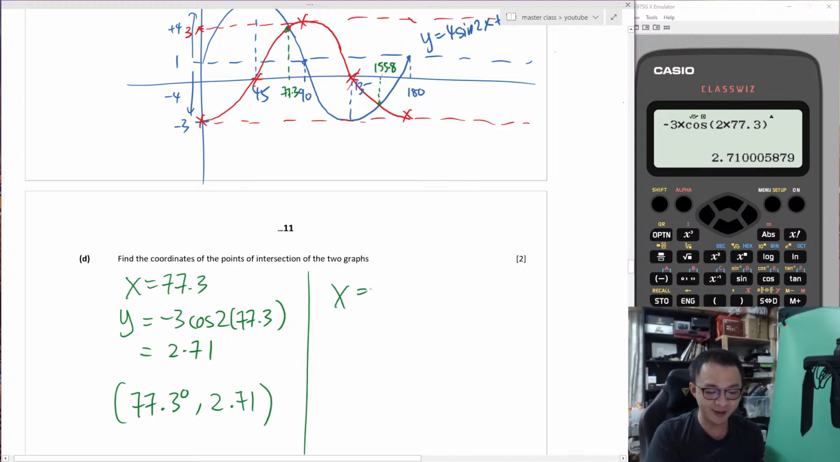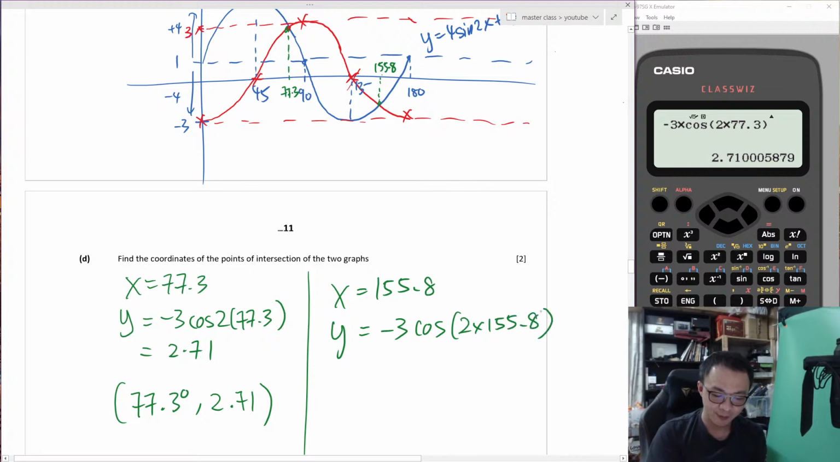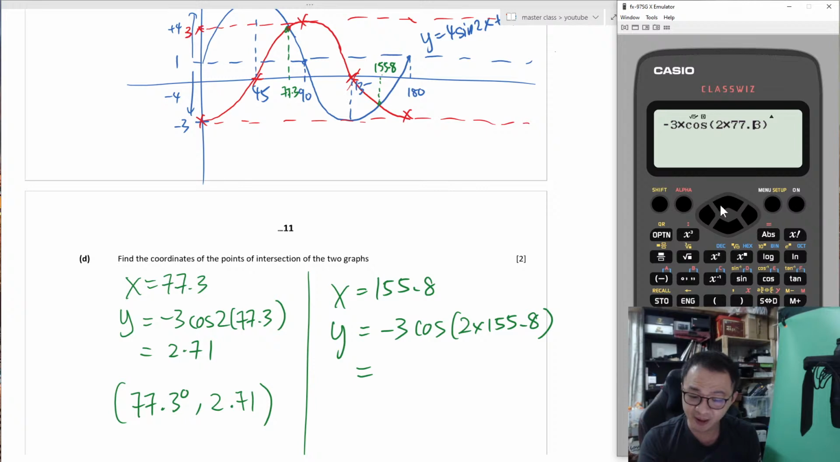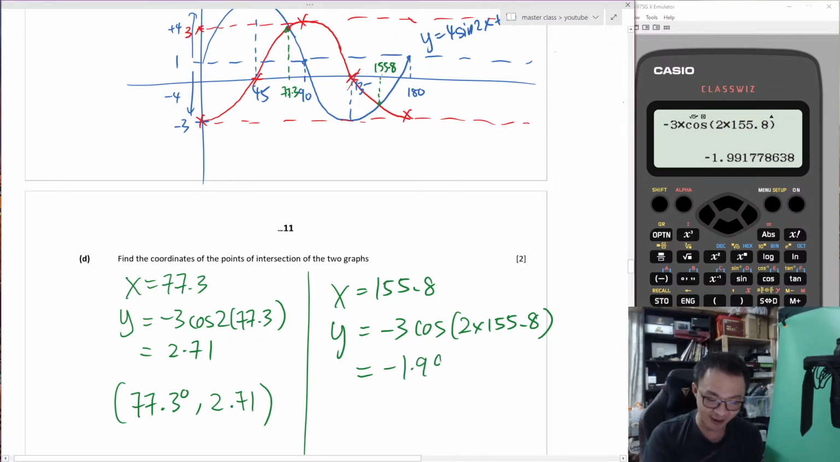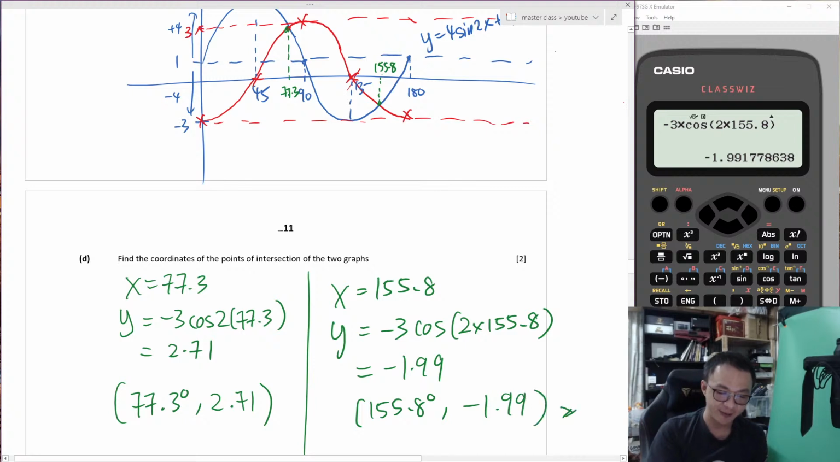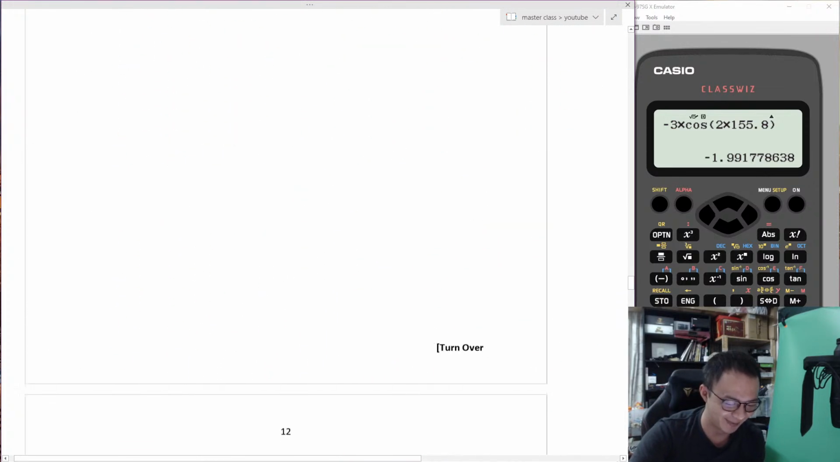Alright, then the second one, x is 155.8, y equals negative 3 cos 2 multiplied by 155.8. Okay, so yeah, change my angle here. 155.8. Okay, negative 1.99. So therefore, my second coordinate is 155.8 degrees, value is negative 1.99. Done. Alright, so yeah. I hope I didn't make more mistakes.